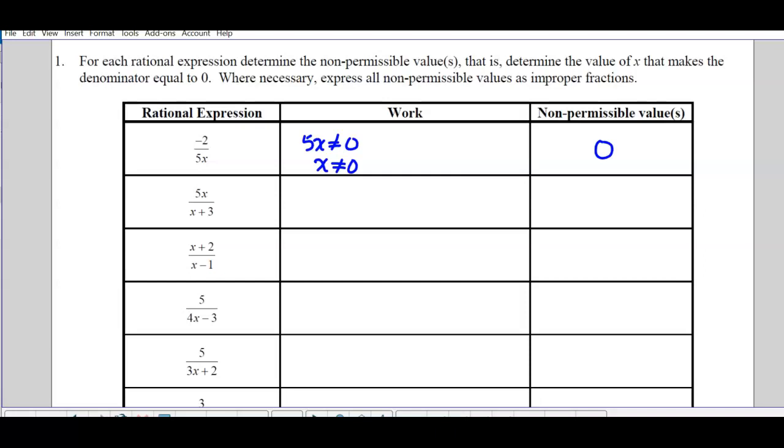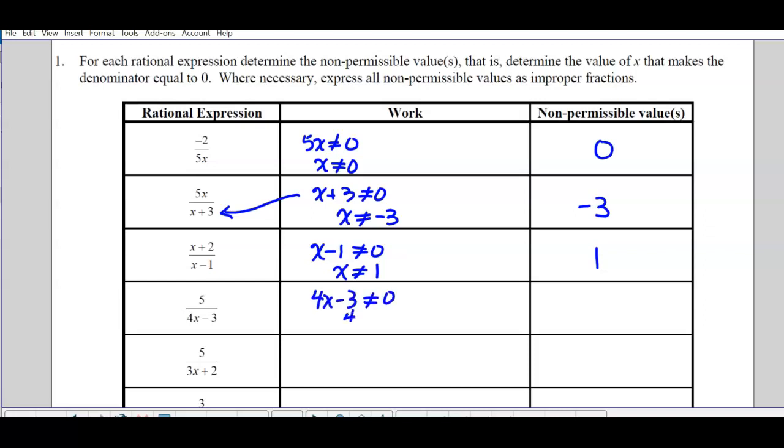So they're interchangeable, right? Here the denominator, so x plus 3 cannot equal 0, so x cannot equal negative 3. So your non-permissible value is negative 3. x minus 1 cannot equal 0, so x cannot equal 1. Non-permissible value is 1. 4x minus 3 cannot equal 0, so 4x cannot equal 3, x cannot equal 3/4.